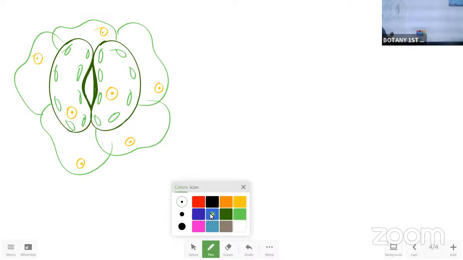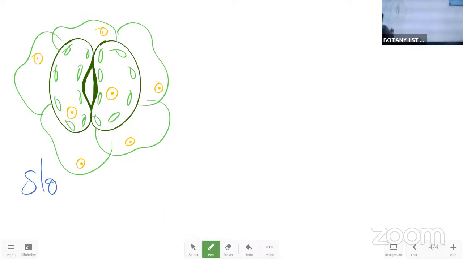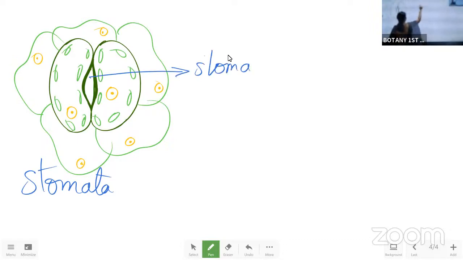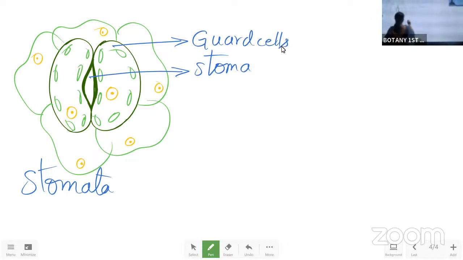This is the stomata. Okay. So in the stomata, in the center, we will start. This is the stoma. There is an opening in the stomatal apparatus. And these bean-shaped cells are the guard cells. And the cells that are present surrounding the guard cells are called the subsidiary cells.